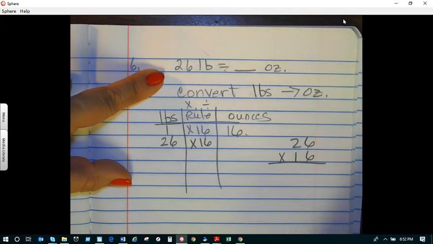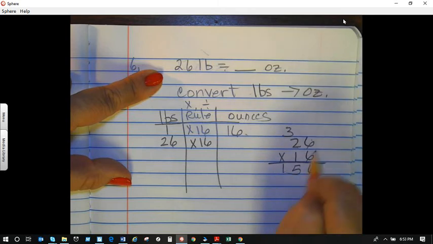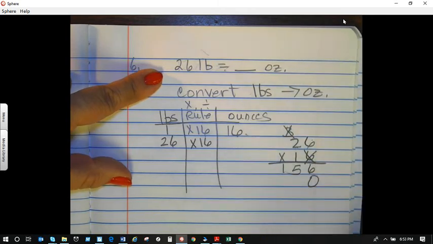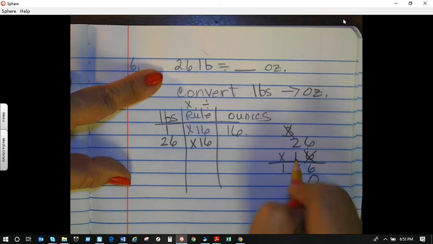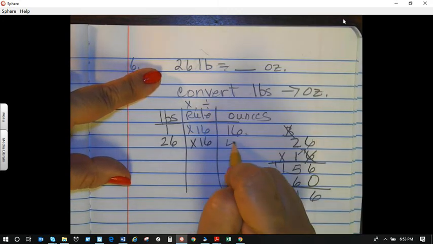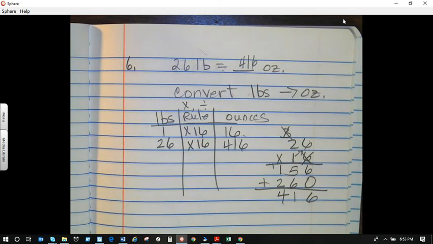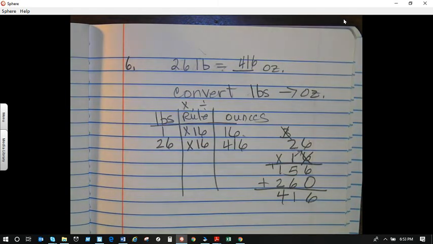So I'm going to multiply out here. 26 times 16. 6 times 6 is 36. Carry my 3. 6 times 2 is 12. Plus 3 is 15. Cross out, and 0 is my hero. Going into my tens place, follow the same process. 1 times 6 is 6. 1 times 2 is 2. Now I get to add it up. 6 plus 5 is 11. 2, 3, 4. And so my answer is 416 ounces. So 26 pounds is equal to 416 ounces. I'm going to place that right over here.